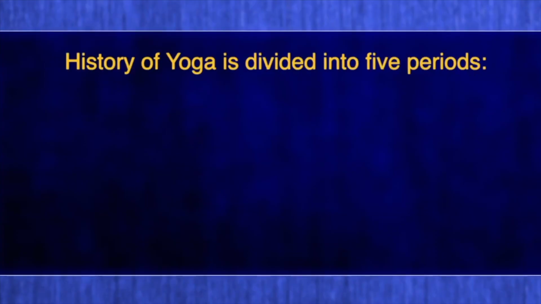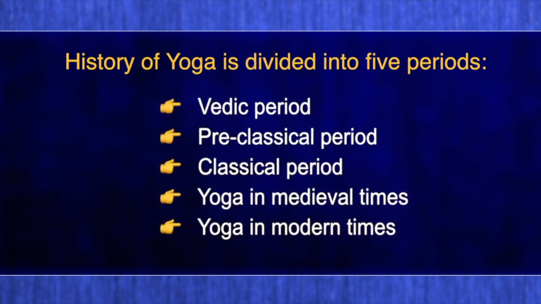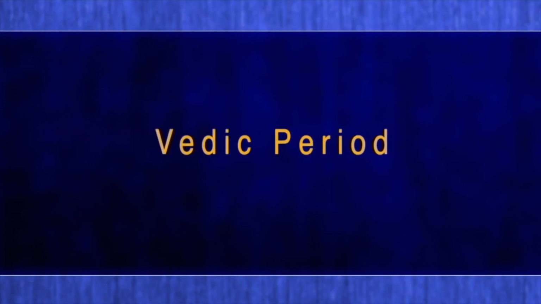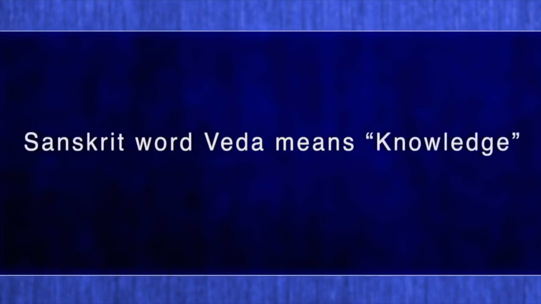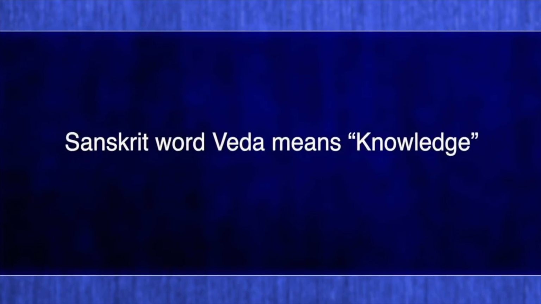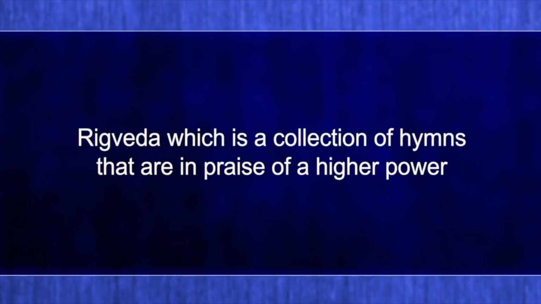The history of yoga is divided into 5 periods: Vedic period, pre-classical period, classical period, yoga in the medieval times, and yoga in the modern times. Let's have a look over them one by one. First, the Vedic period. The ancient texts of Vedas are the oldest scriptures in the world. The Sanskrit word Veda means knowledge. Vedas are 4 in number, starting from Rig Veda, which is a collection of hymns in praise of a higher power.